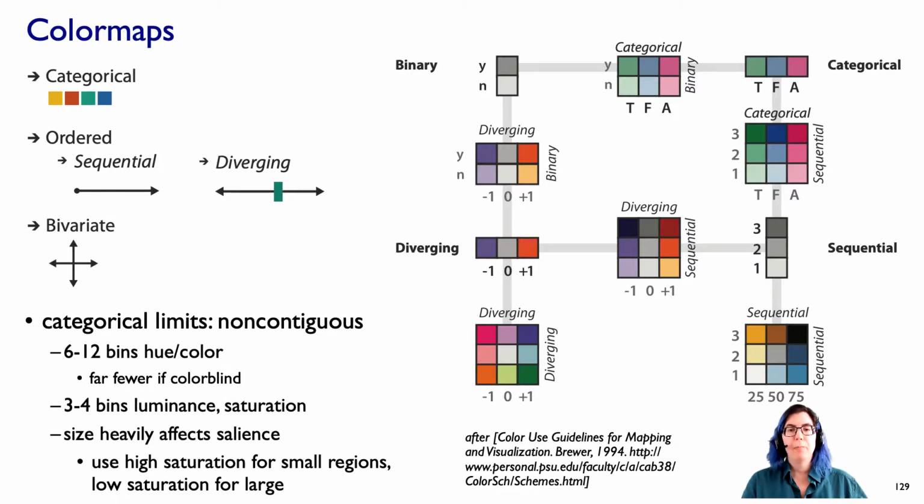discriminable levels. Be aware also that size deeply affects the visual salience of color. You need very high saturation for small regions, and conversely, if you have really large regions of color, think about having desaturated colors so that you do not blow out people's eyes.